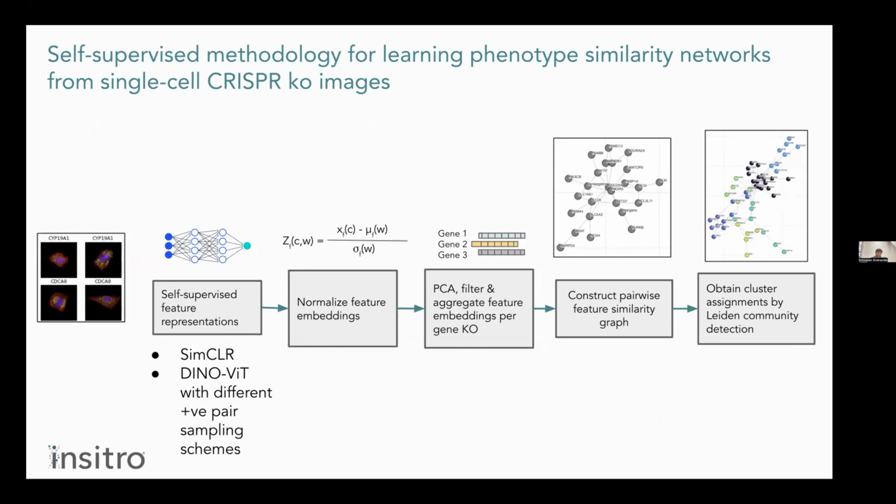After learning self-supervised feature representations using one of these methods, we normalize the feature embeddings using the controls in each well, perform dimensionality reduction using PCA, filter and compute aggregate embeddings per gene knockout, and then construct a pairwise feature similarity graph. We then obtain cluster assignments on this pairwise feature similarity graph using Leiden community detection to look for clusters of genes which might have similar phenotypes in the representation space.